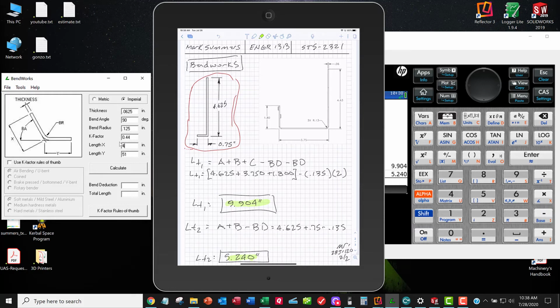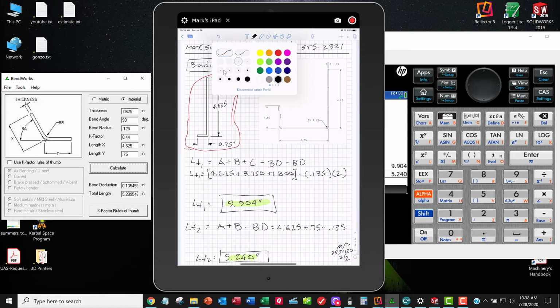So this is going to be 4.625. And the other leg is going to be 0.75. I hit calculate. Boom! 5.2395. 5.240. That looks like a direct hit. So I've confirmed that my number from Bendworks matches my number right there. Let's get the old red pen out here. That's good. That's a golden thing. So that number matches that number.